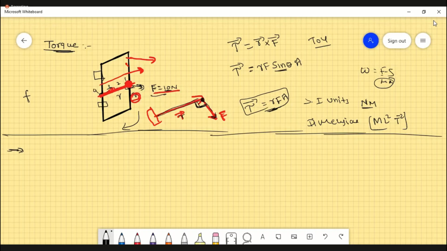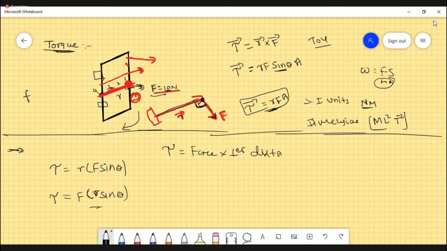So torque tau equals RF sin theta. We can also write it as F into R sin theta. Usually we write force into perpendicular distance. So this is the torque, or we also call it the moment of force.